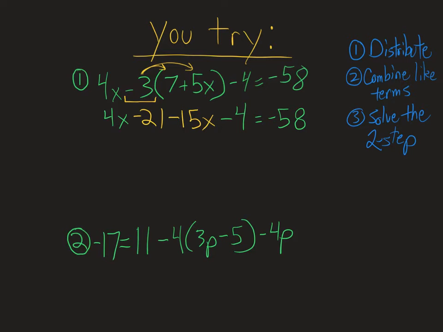All right. Now, let's go to step 2, combine some like terms. Got some x's there, got some x's there. I'm going to put them together, negative 11x. And then I'll look for any constants that I have. I'll put those guys together: negative 21, negative 4, negative 25.